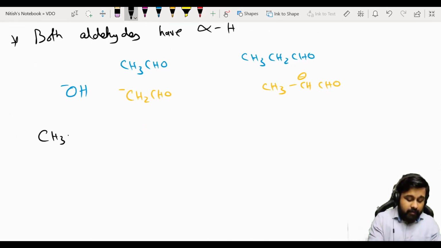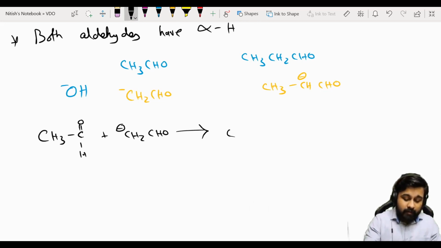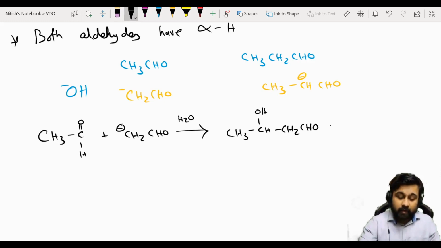First, let us talk about CH3CHO. If it is attacked by CH2CHO, the aldol product would be CH3CHOH. So this is the aldehyde, then CH2CHO, the nucleophile added. If further heated, we get CH3CH double bond CH2CHO. This is product 1.